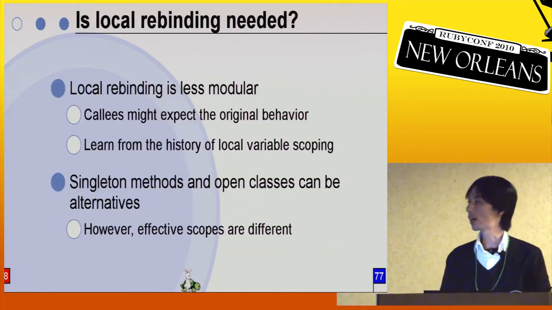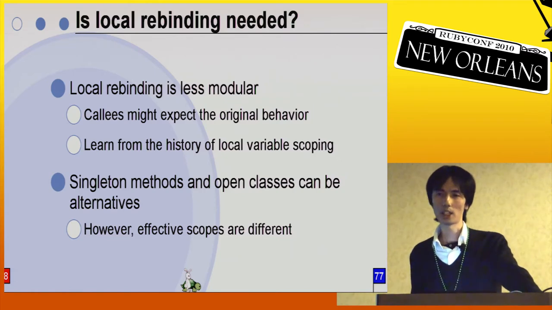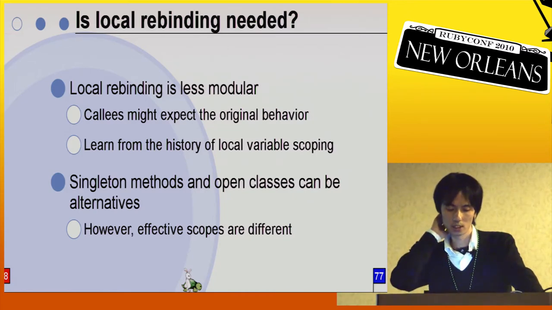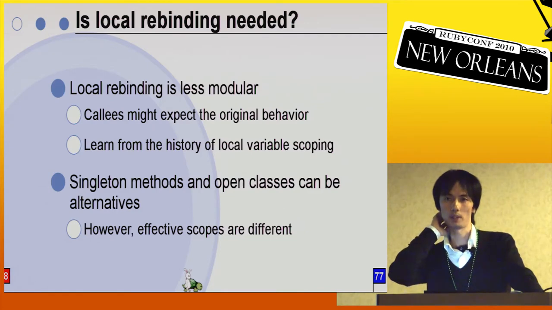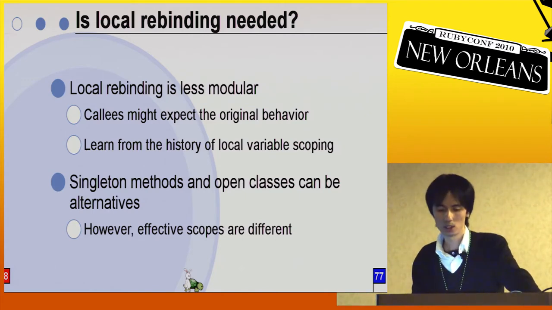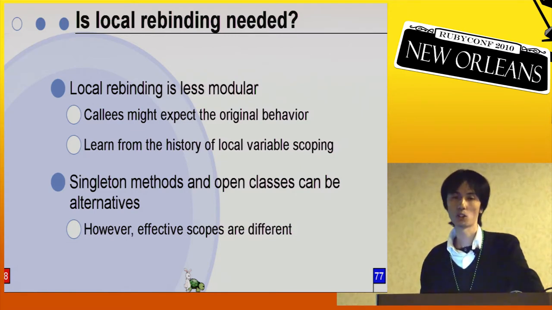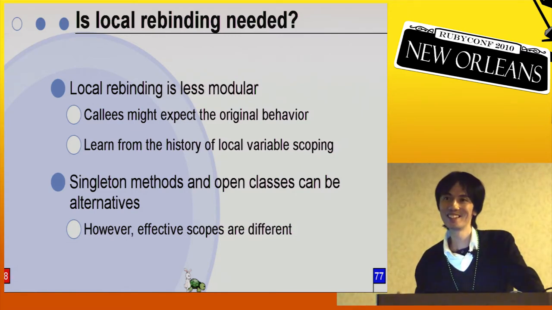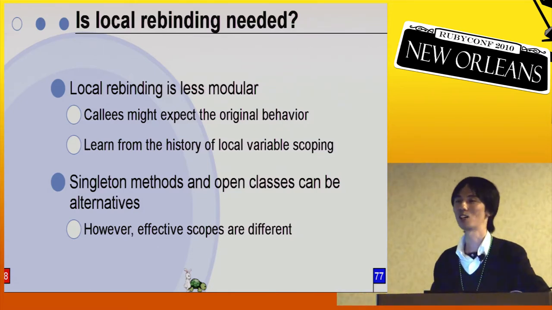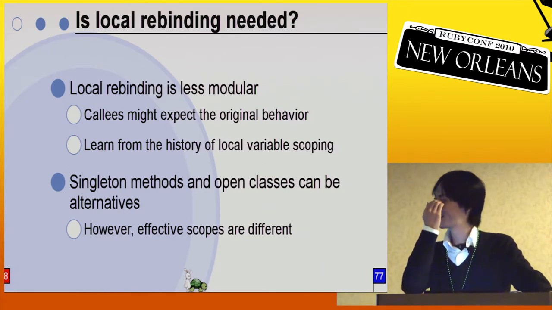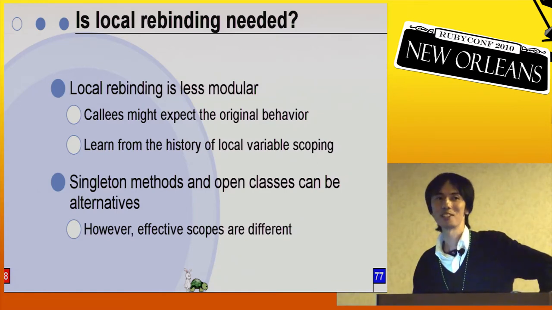So is local rebinding needed? I doubt it. Because local rebinding is less modular. Clients might expect the original behavior, so it might be broken. And please remember the history of local variable scoping. Do you know any popular language which supports dynamic scoping? Common Lisp. Oh, yeah. But by default, it's lexical scope, right? I know only one language, which is Emacs Lisp.